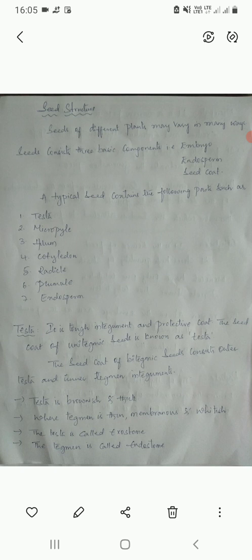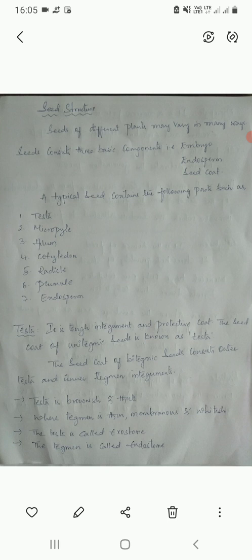Those are embryo, endosperm, and seed coat. If we observe a typical seed, it contains testa, micropyle, hilum, cotyledon, radicle, plumule, and endosperm. Okay, when we observe a typical seed, it contains these following parts: testa, micropyle, hilum, cotyledon, radicle, plumule, and endosperm.